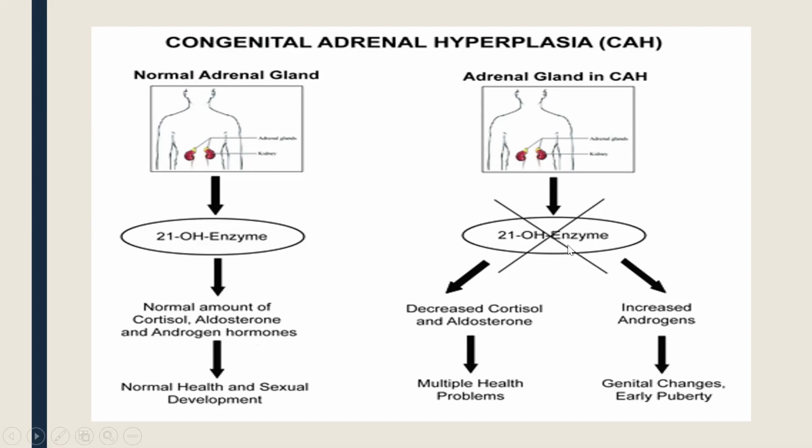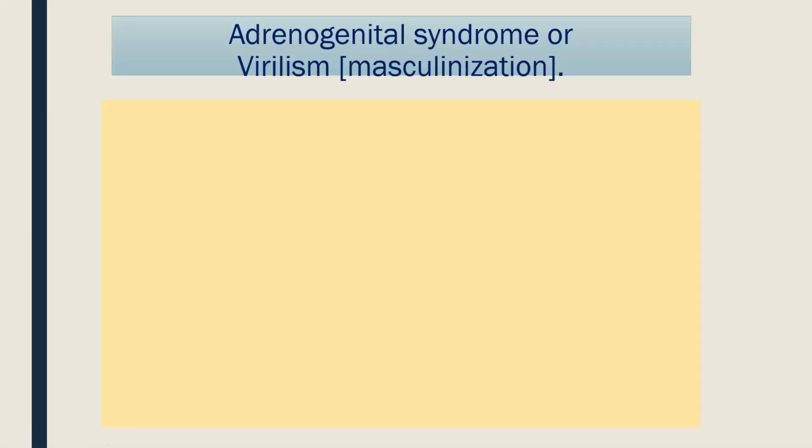So in a normal adrenal gland, with the presence of 21 hydroxylase enzyme, there is normal cortisol, aldosterone and androgen, and normal health and sexual development. When it is absent, there is decreased cortisol and decreased aldosterone. They had so many major functions, so there are a lot of health problems related to their deficiencies. In addition, increased androgens are formed, which will give rise to other phenotypic changes, genital changes, early puberty. So this is how the deficiency will cause some problems, and the excess of androgens will cause some problems. The sum total will be the features of adrenogenital syndrome.